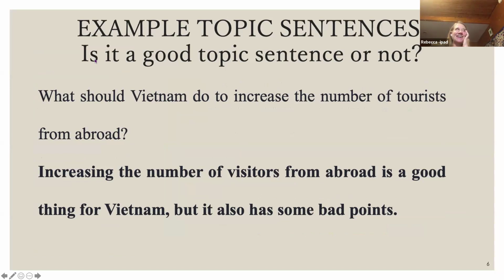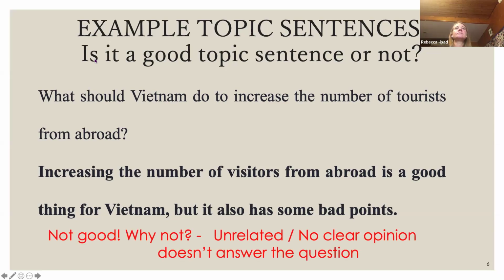Did you happen to see it? What did you guys see just now? Why is it not good? Because it's not related. Look at the topic. It's what should Vietnam do? But there's one more point. There's no clear opinion. For an academic style essay, you should choose one way or the other. For example, you want to say it's good, but in the last sentence, you could recognize some bad points, but you're making an overall argument.